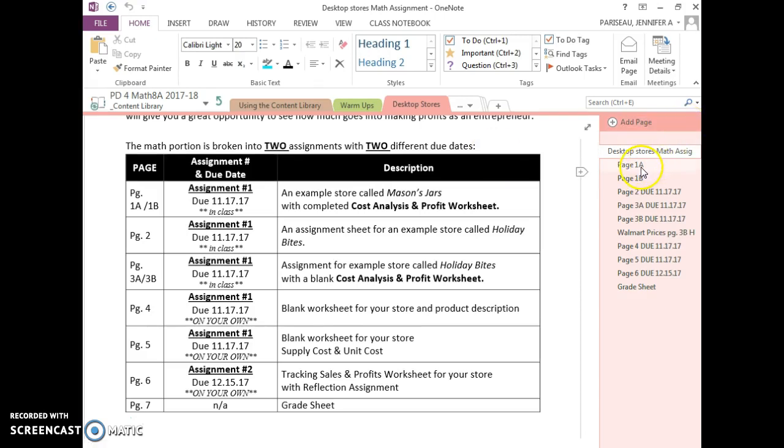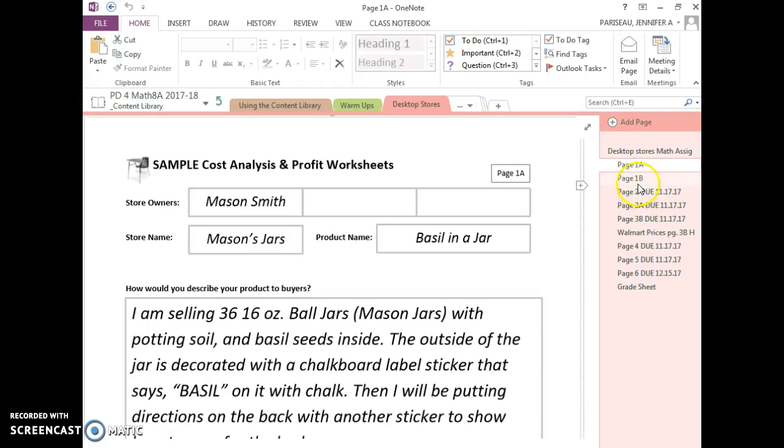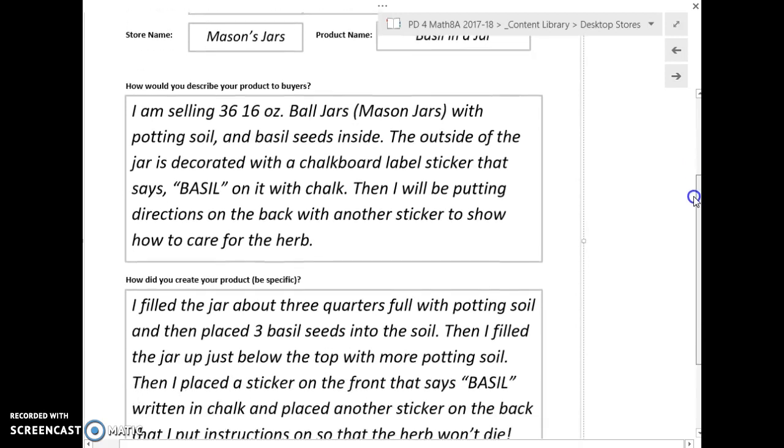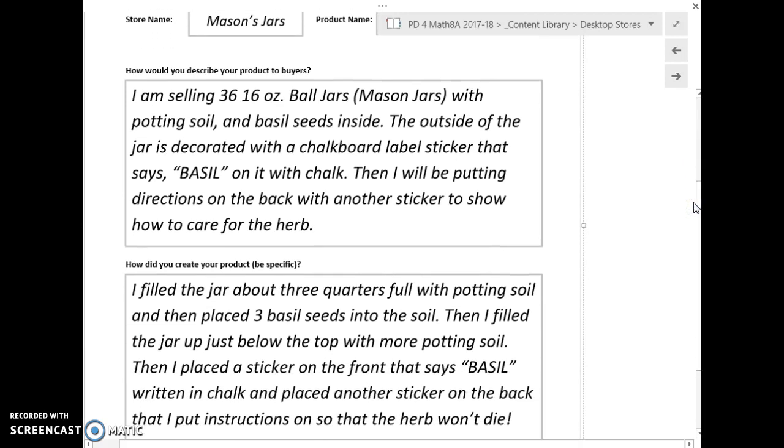Alright, so page 1A and 1B are just a prime example of what your finished product should look like. So this is about Mason and his company called Mason's Jars. Notice and take some time to read through. So this is what your page 4 would look like.